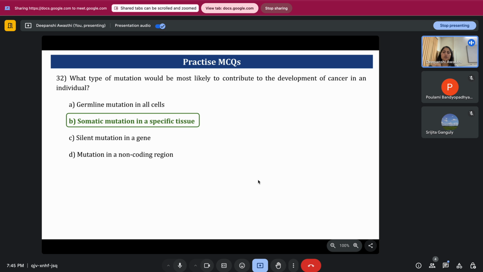So the right answer was option B, somatic mutation in a specific tissue, which is most likely to contribute to development of cancer. Germline mutation in all the cells is not true, because germline mutation cannot happen in all the cells, and if it did, the person would die. Somatic mutation in a specific tissue can lead to the development of cancer. For example, in the previous question we saw the skin cancer tumor.